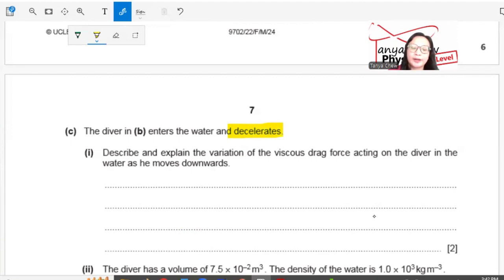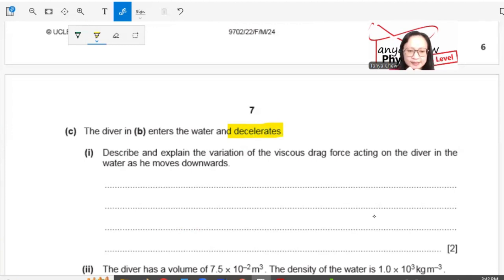First part, describe and explain the variation of the viscous drag force. Viscous drag force is just like resistance. When the diver enters the water, there will be resistance of the water acting on the diver, just like how air resistance acts on your body when you are running, right? So viscous drag force acts on the diver in the water as he moves downwards.